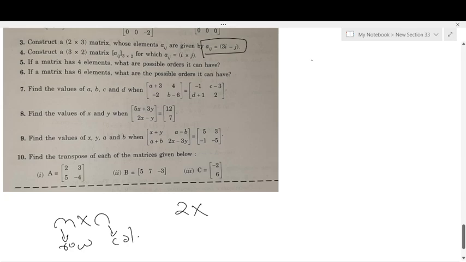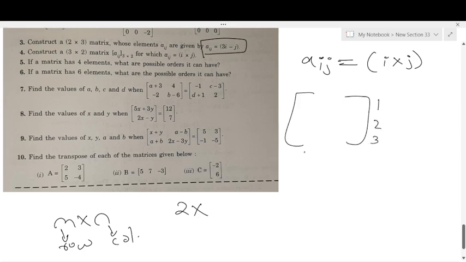3 by 2. So first draw, look here, 3 by 2 is given, write the equation, Aij is equals to I into j. So the equation which you have to use is I into j. Next, 3 into 2, first draw like this. How many rows should I have? 3 rows, so right? 1, 2, 3. How many columns? 2 columns. So write 1 and 2.